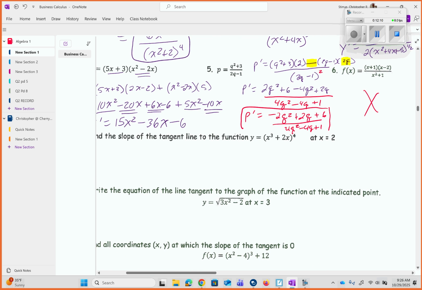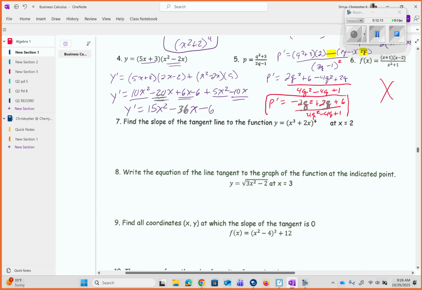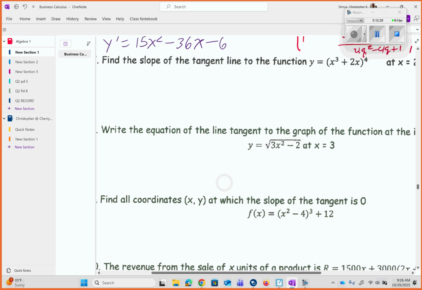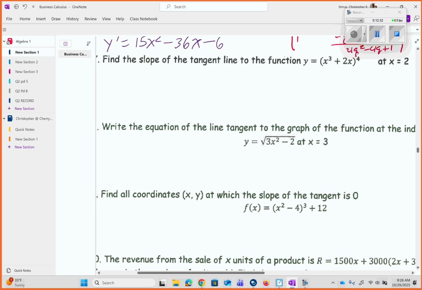All right. So then we get to number 7, and they want us to find the slope of the tangent line to the function given, and they want to use it at x equals 2. Okay? So I think the important part of this one is let's find our point first. So I'm going to get 2 comma.